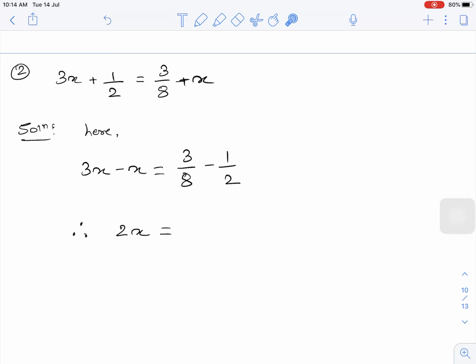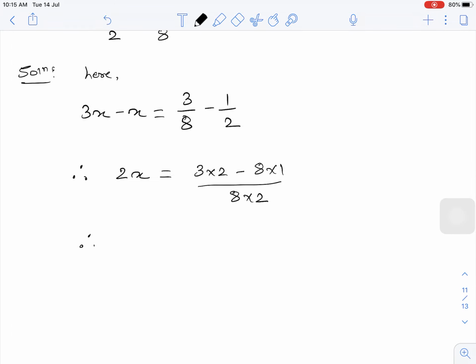Okay, so 2 into 3, that is 6. I am writing here 3 into 2 minus this 8 will multiply here, so you will get 8 into 1, divided by, these both will multiply with each other. So 8 2s are 16. Let me write it as 8 into 2. Now next step you will get, therefore 2x equals to, now 3 2s are 6 minus 8 1s are 8 upon 8 2s are 16.